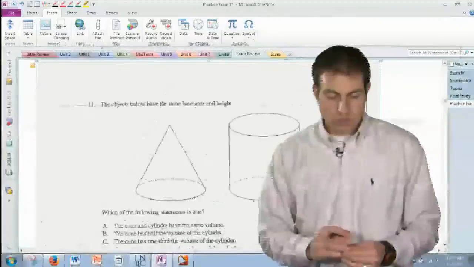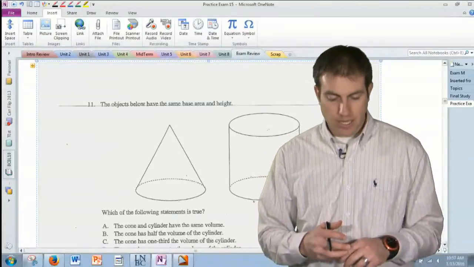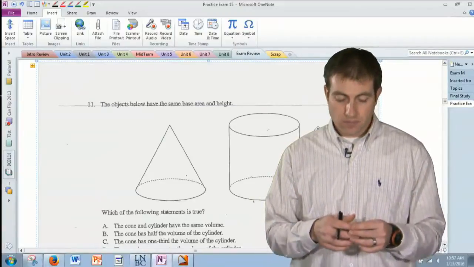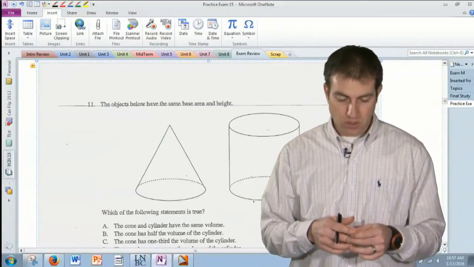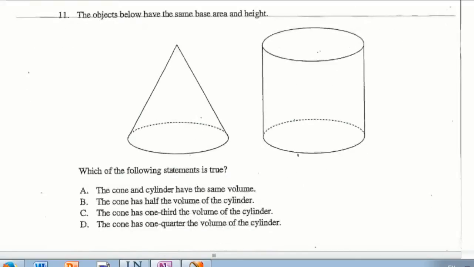Now, number 11, I've seen a few times, and it is a super easy mark that appears extremely difficult. So the objects below have the same base area and height. So they're a cone that fits into a cylinder. And then it asks which of the following statements are true. The cone and cylinder have the same volume, the cone has half the volume of the cylinder, the cone has 1/3 the volume of the cylinder, and the cone has 1/4 the volume of the cylinder.